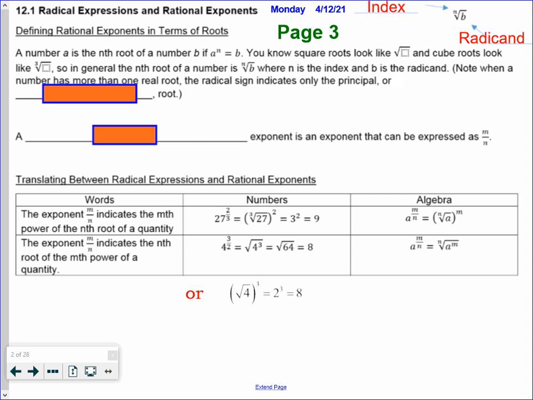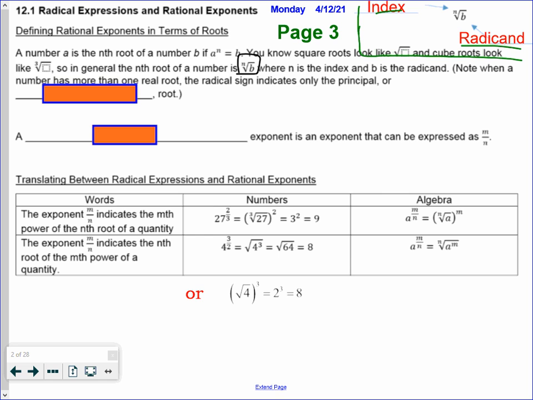So the number a is the nth root of a number b if a to the n equals b. So we know what a square root looks like, and we know what cube roots look like. So in general, the nth root of a number will look like this over here. That's what the nth root of a number will look like when we write it out, where n is the index and b is the radical. And we have a little diagram right here in the top right corner of what it'll look like. You have your index labeled and your radical labeled.